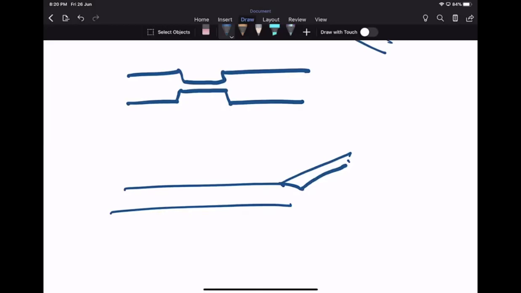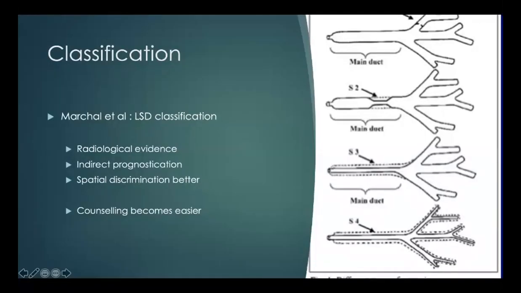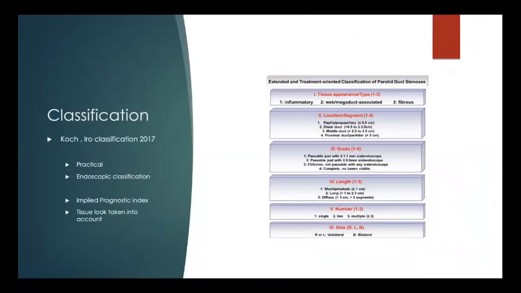And that was the major problem with this classification. In 2017, Michael Koch and Heinrich Iro in the Erlangen Institute came up with a new classification, where number one, they divided the strictures according to tissue appearance. So they could be inflammatory, they could be a web, or they could be fibrous strictures.